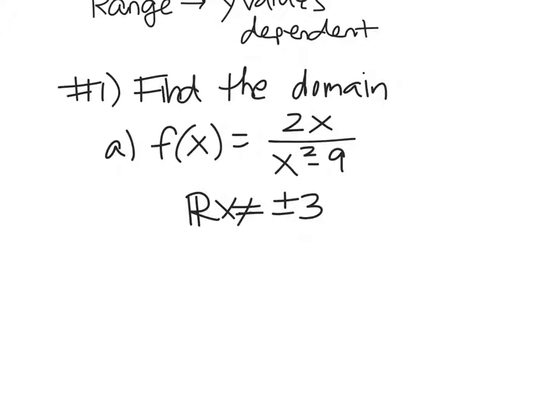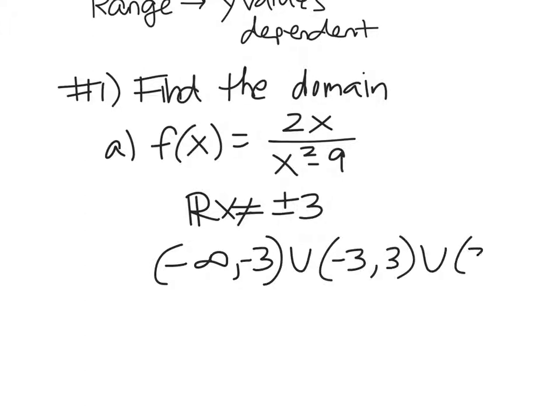Sometimes your book will use interval notation, so they'll go negative infinity to negative 3, but not including negative 3, union negative 3 to 3, union 3 to infinity. This parenthesis means not included. So this entire thing that I just wrote out really just means all real numbers except for negative 3 and positive 3. But it's gross, right? Do you like writing it that way? No. Me neither.